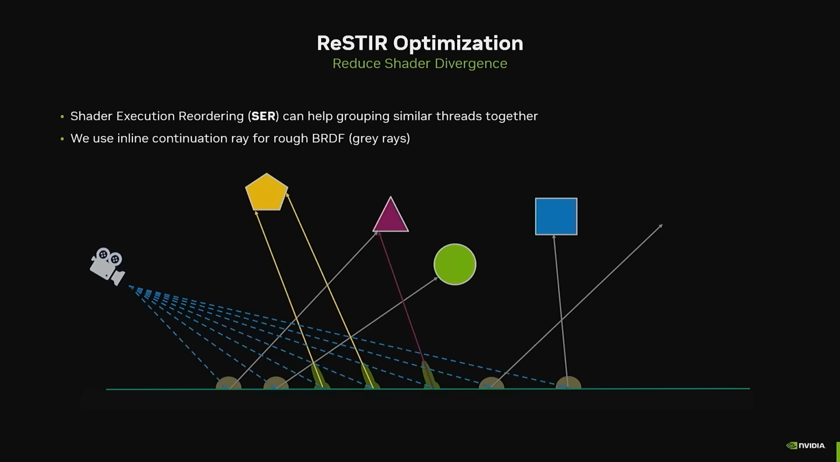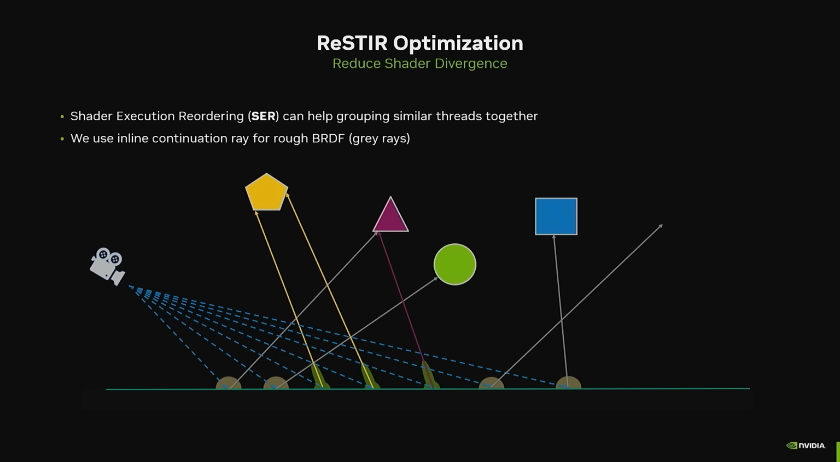The next thing I'd like to talk about is how we reduce shader divergence. Earlier in the presentation, I mentioned there's a lot of material in the scene, which is going to introduce some shader divergence problem. Without solving this issue, it could tank our performance. Luckily enough, NVIDIA offers a nice feature called shader execution reordering since the 40 series. So how does it work?